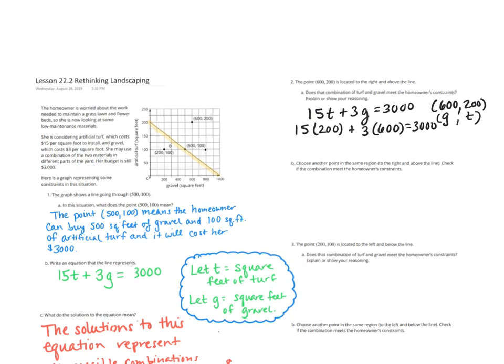Remember that the x-axis is actually where the gravel is represented. So your first coordinate is going to deal with gravel, and your second part of that coordinate is going to deal with the square foot of artificial turf. So make sure you're plugging it in the correct way. All right, when you evaluate those values, you're definitely over budget here. You're over by $1,800, which is not going to work for the homeowner situation.